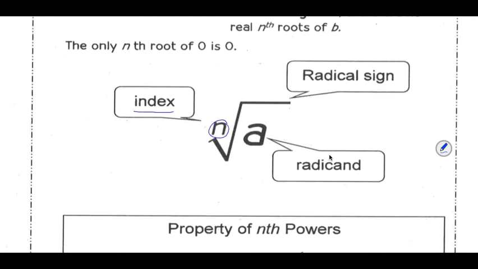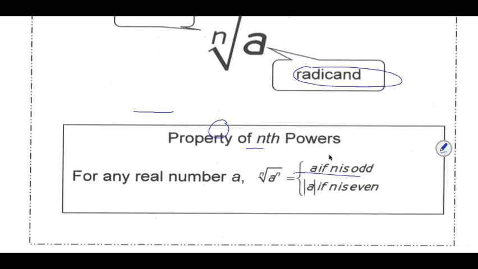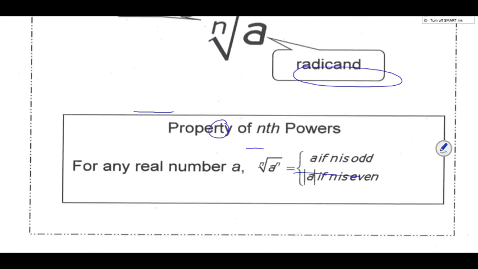These are all the important terms that we need to know. Index, again, that's that little number. Radicand is the number under the root. And then the sign itself is just called the radical sign. Okay? That should really be about it for our basic properties.